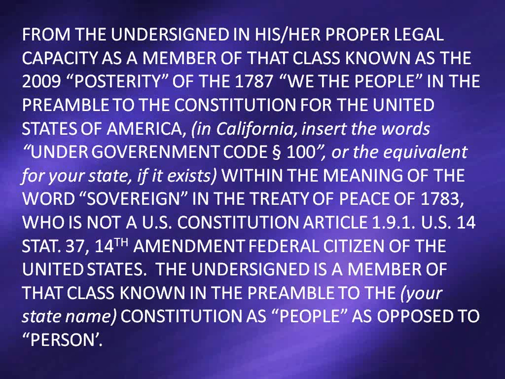Within the meaning of the word sovereign in the Treaty of Peace of 1783, who is not a U.S. citizen, U.S. Constitution, Article 191, U.S. 14 Stat 37, 14th Amendment, federal citizen of the United States. The undersigned is a member of that class known in the preamble to the state, here in state name, Constitution, as people as opposed to person.